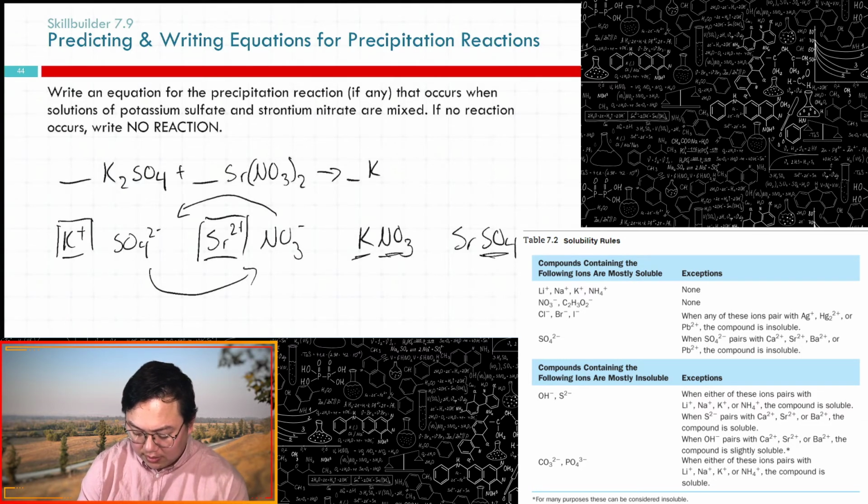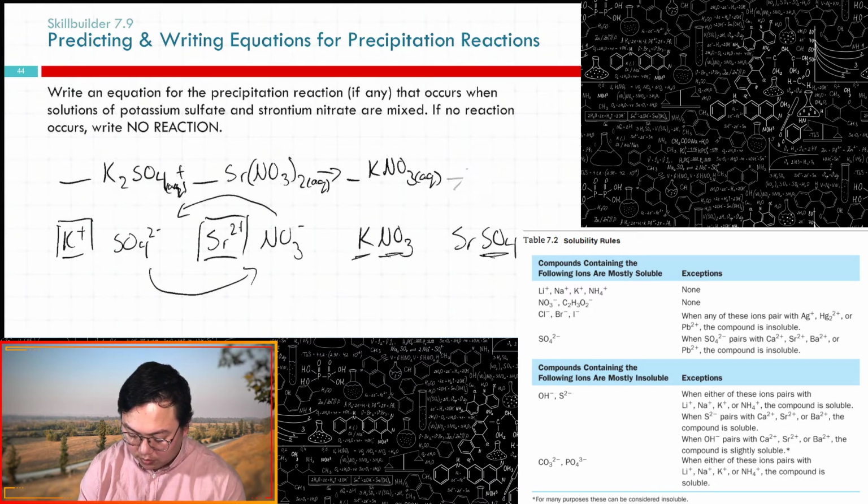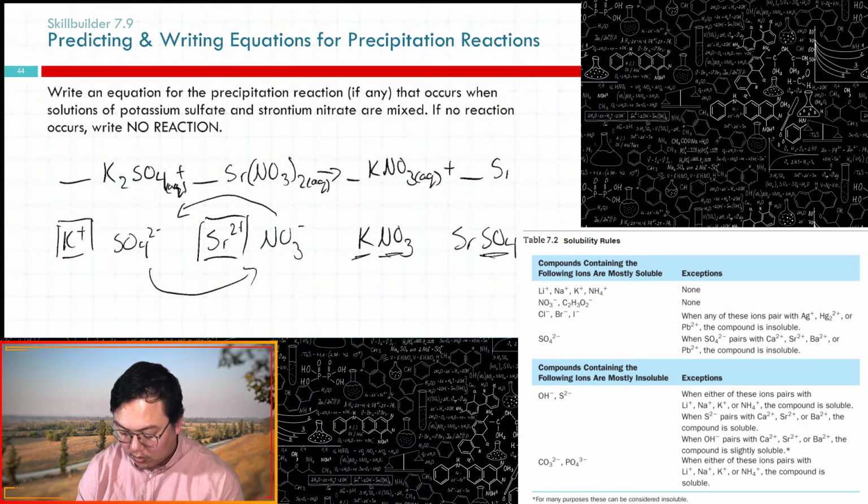So then I'll do potassium nitrate. Like I said, I have been bad about these again. Aqueous. Oops, did those backwards. Plus space for coefficient. SrSO4 solid.